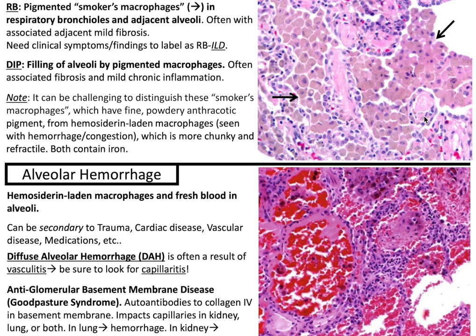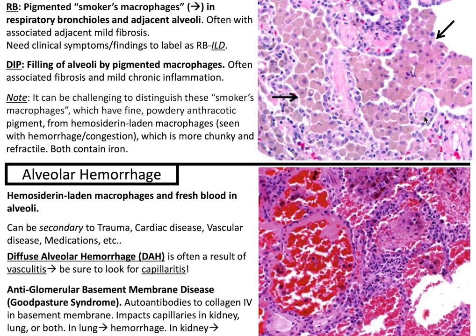Alveolar hemorrhage. This is hemosiderin-laden macrophages and fresh blood in alveoli. It can be secondary to trauma, cardiac disease, vascular disease, medications, etc. Diffuse alveolar hemorrhage is often a result of vasculitis. Be sure to look for capillaritis.